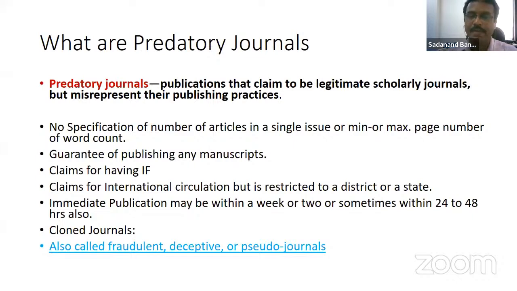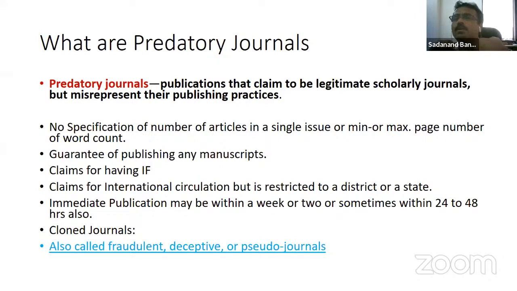Lastly, I will highlight the predatory journals, because nowadays predatory journals are very much talked about in our subject. Actually, these are the journals which follow some unethical practices, and they are very easy to identify. Renowned journals which have been indexed in databases have a specific number of articles published in a particular issue. Here you don't have such limitations. N number of articles are published in a single issue.